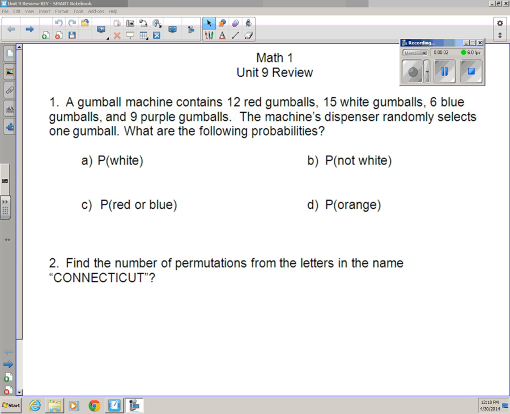Okay, so this is the review for Unit 9, the probability. Definitely make sure you've got your calculator out because I'm not going to be putting the calculator up. I'll tell you what you should be putting in on the calculator, how it should go in.